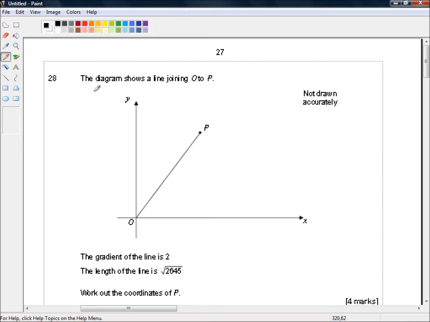In this question we're asked, the diagram shows a line joining O to P. The gradient of the line is 2, the length of the line is the square root of 2645. Work out the coordinates of P. So we want the x, y values for P, which is here.